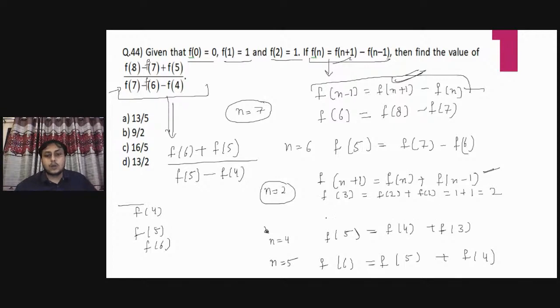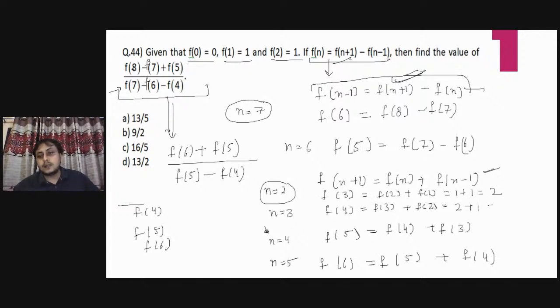Now solve for f4. So put n equals to 3 in this equation. What we'll get: f4 equals f3 plus f2, since 3 minus 1 is 2. And guys, f3 is 2, and f2 is 1.